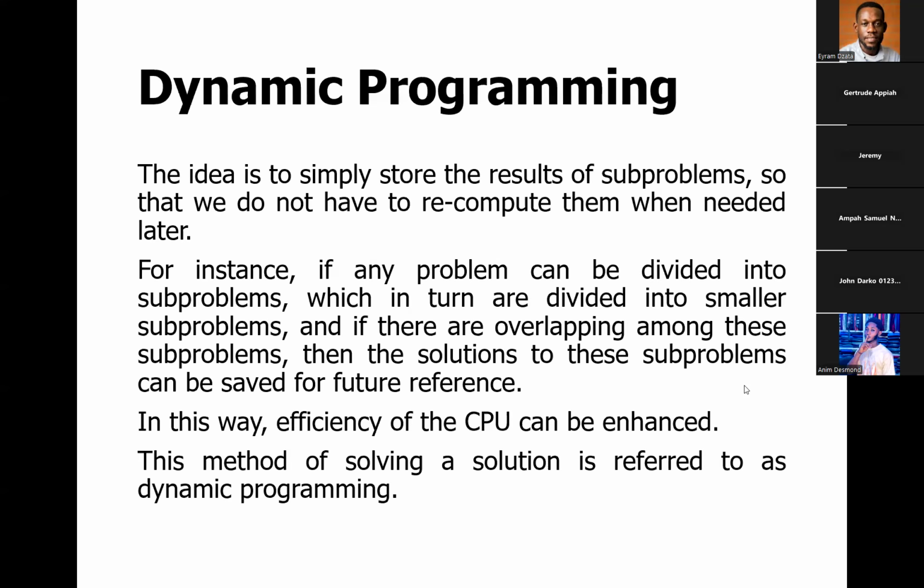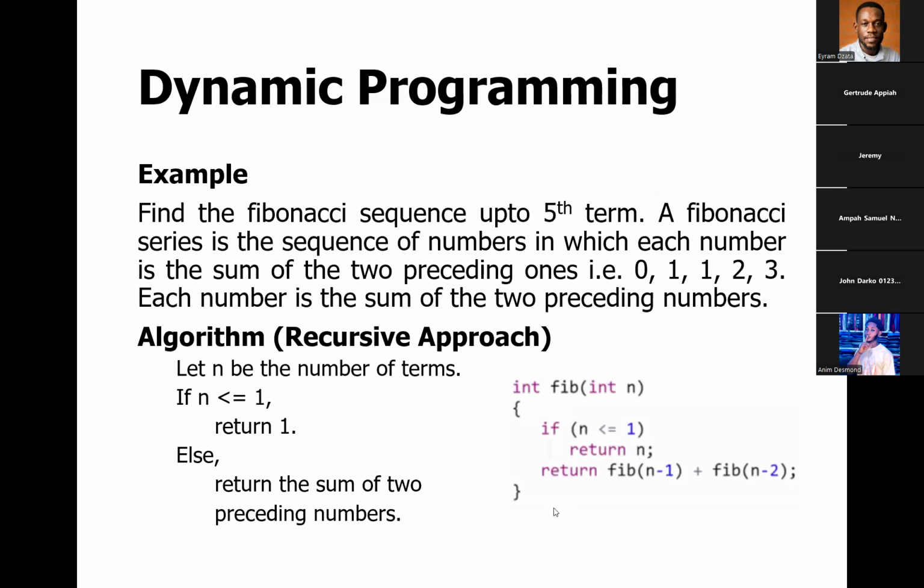So it says here, for instance, if any problem can be divided into subproblems, which in turn are divided into smaller subproblems, and if there are overlaps among these subproblems, then the solution to these subproblems can be saved for future reference. In this way, the efficiency of the CPU can be enhanced. And this method of solving a problem is referred to as dynamic programming.